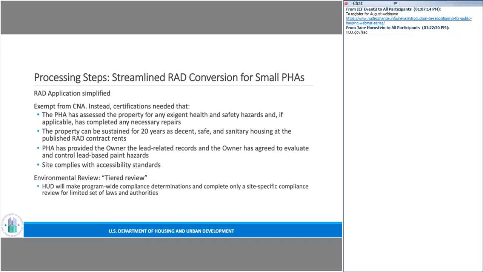Instead, the PHA provides a certification that it itself has assessed the property for exigent health and safety hazards and has completed any necessary repairs. It has determined that the property can be sustained for at least 20 years as decent, safe, and sanitary housing at the RAD contract rents that the PHA is handing over to the owner. Post-conversion, the owner of the property is called the owner, even though it may still be the PHA. Also any lead-related reports, and certifying that the site complies with accessibility standards. So the CNA is instead replaced by these certifications.